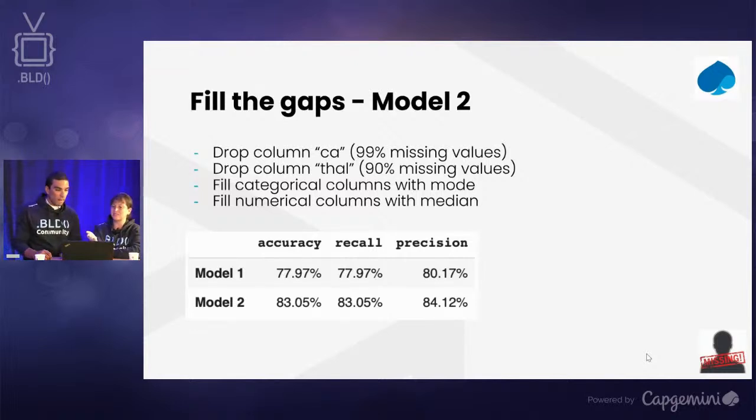But if you think about it, with 90% missing, you're assuming everything would just be the mode value, which is probably not true. So it's better to actually just drop that column than fill in the missing values for that column, which is really good to know.